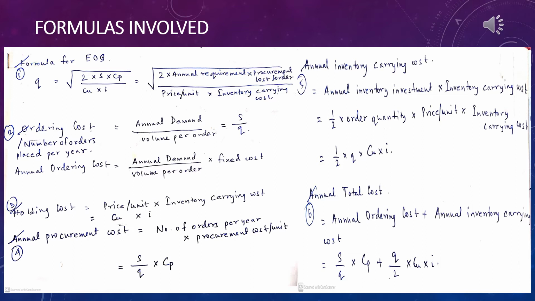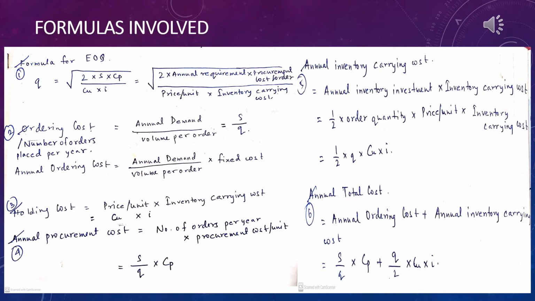Again, if procurement cost per unit is generally taken as CP, we can say annual procurement cost is practically the number of orders placed per year into the procurement cost per unit. We have previously seen that the number of orders per year is S by Q. So if we multiply S by Q into CP, the procurement cost per unit, the annual procurement cost comes out as S by Q into CP. Now moving on to annual inventory carrying cost.